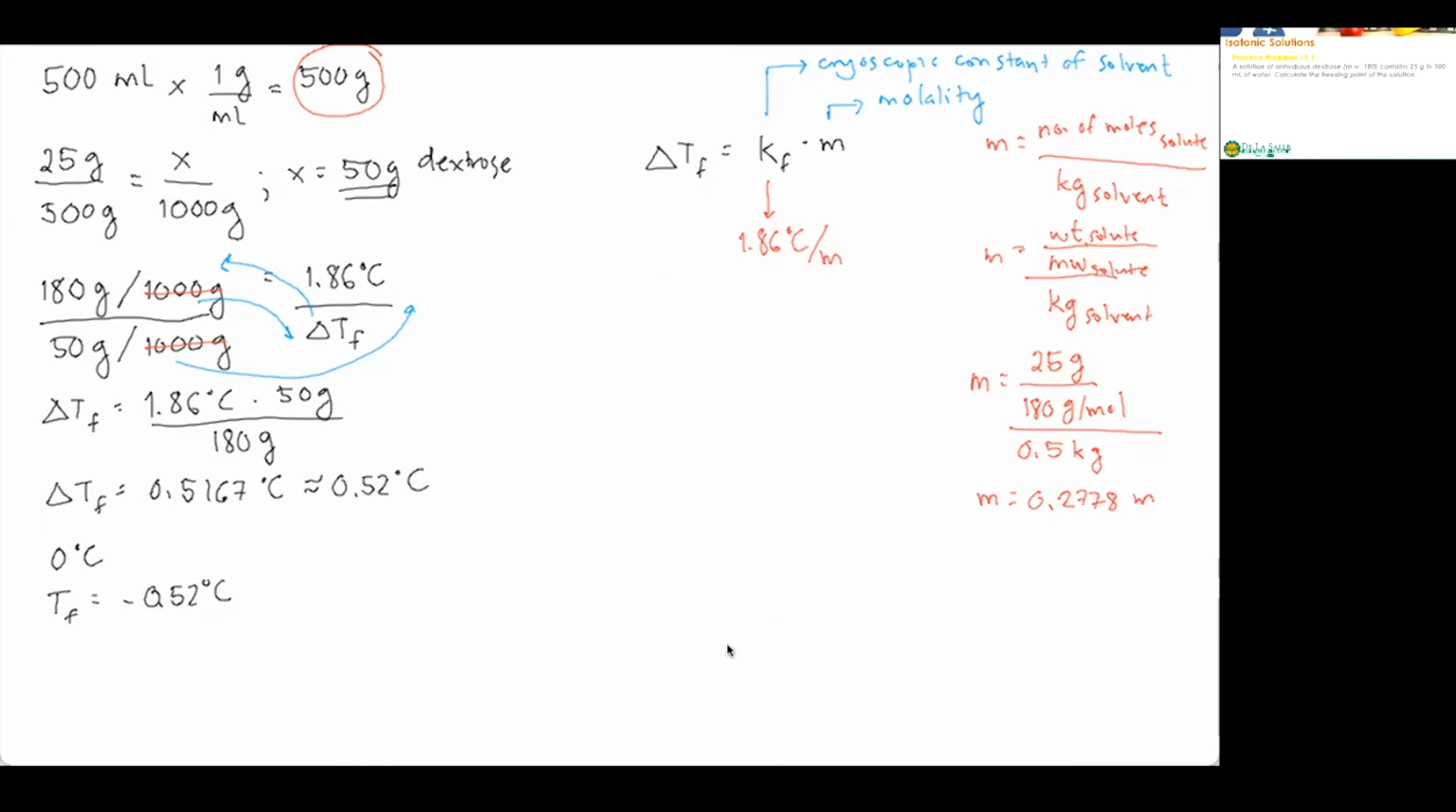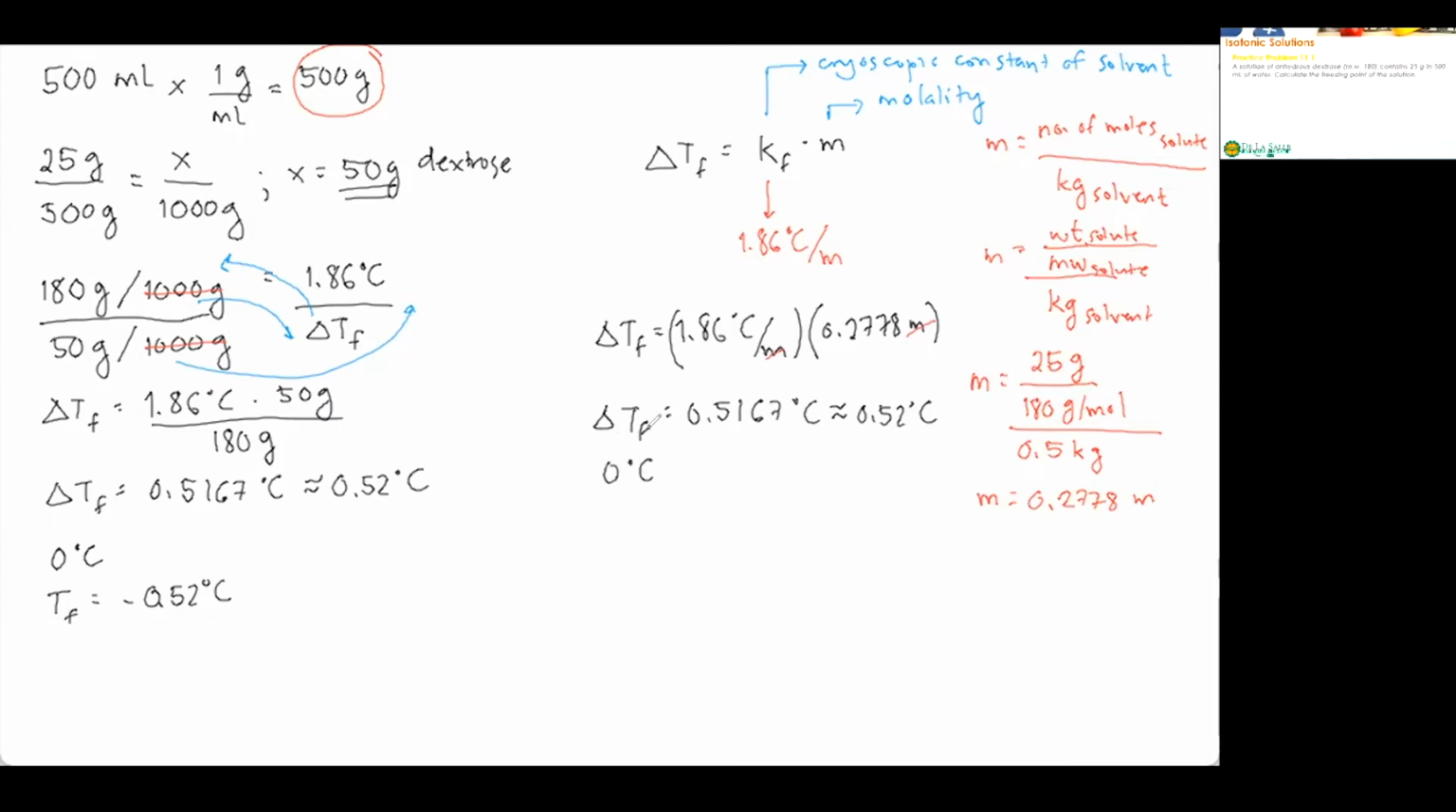Plugging in the values, delta TF, or the freezing point depression of that 0.2778 molal solution, therefore, is equal to 1.86 degrees Celsius per molal times the molality, that is 0.2778 molal. We cancel the molality and we multiply the two quantities to get the same answer, 0.5167 degrees Celsius, or approximately equal to 0.52 degrees Celsius.